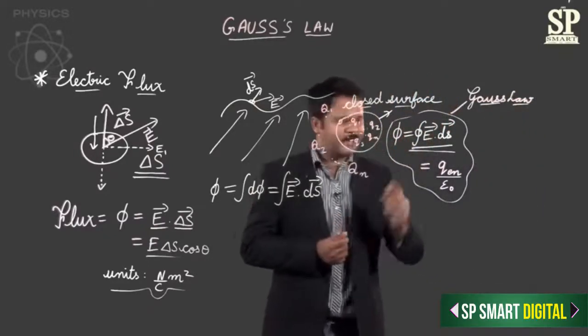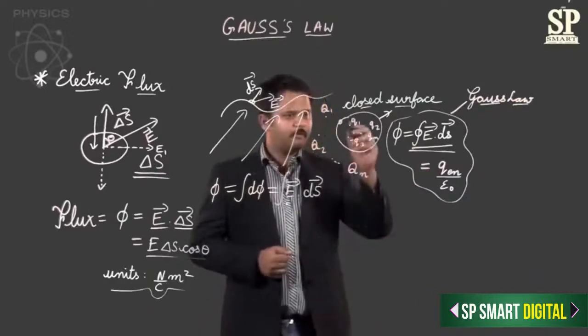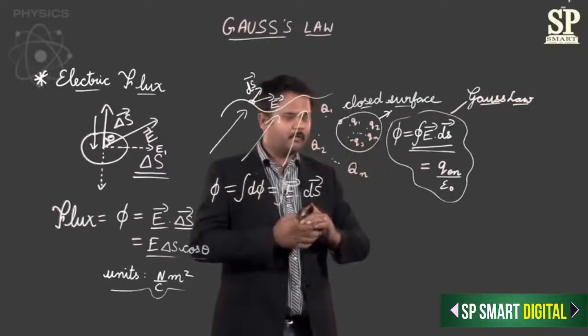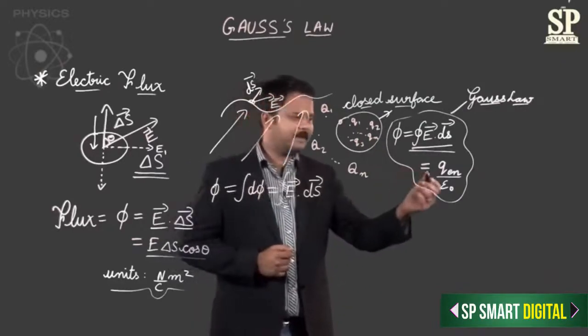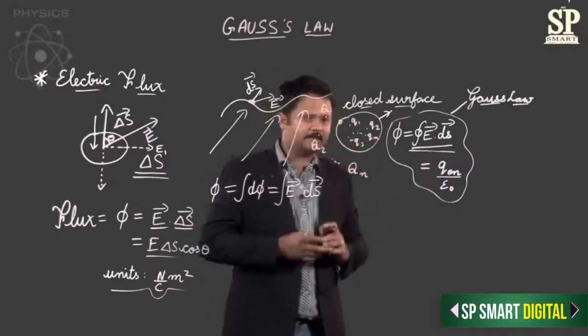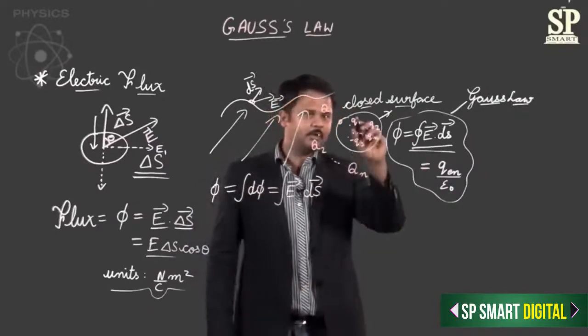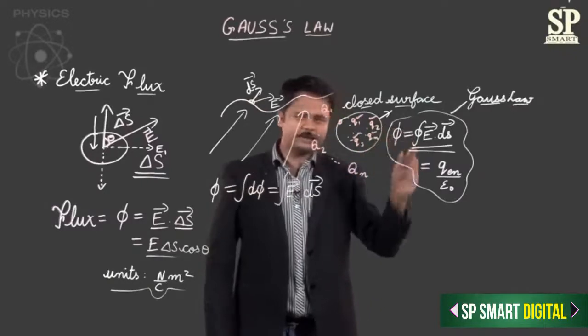And then let's try to look at what it really means. It says that if you want to find out the electric flux over this entire surface, what you have to do is, in the right hand side, we have Q enclosed, only the charges that are enclosed by the surface. So what qualifies? Q1 does, Q2 does, minus Q3 does, and so does Qn.